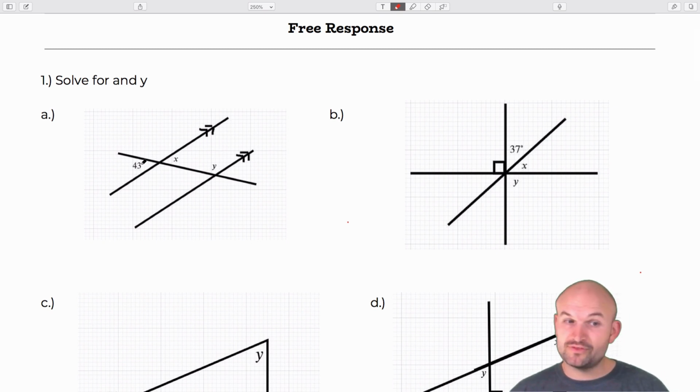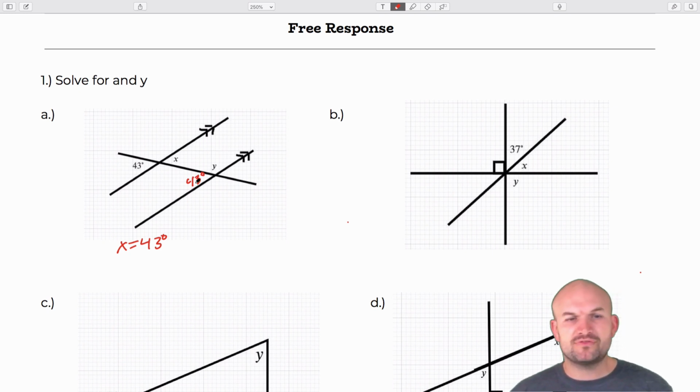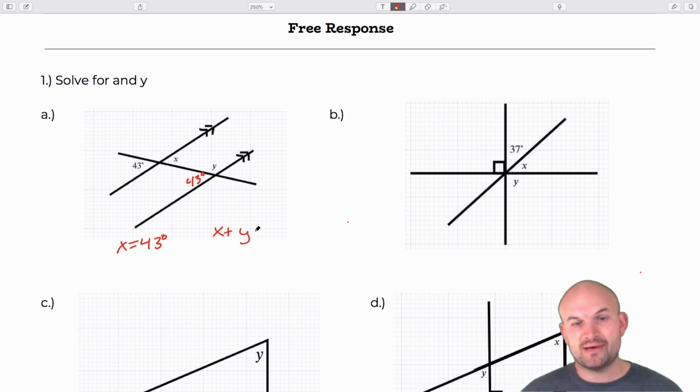So first of all, if this is 43 degrees, I can recognize that this x here is going to be 43 degrees as well, because those are vertical angles. If that's 43 degrees, now we can play around with this. This is also 43 degrees because these are alternate interior angles, or you could say these two angles are corresponding angles. And then you can see 43 plus y are going to be supplementary. Also, x and y are what we call same side interior, and same side interior angles are supplementary as well.